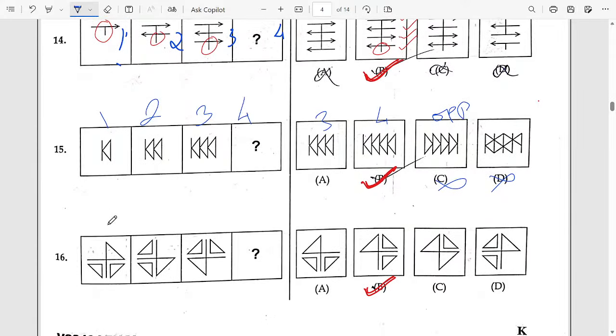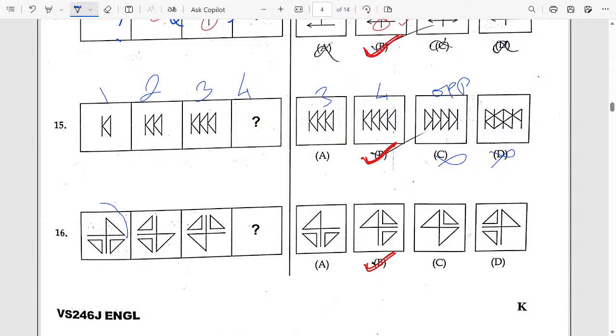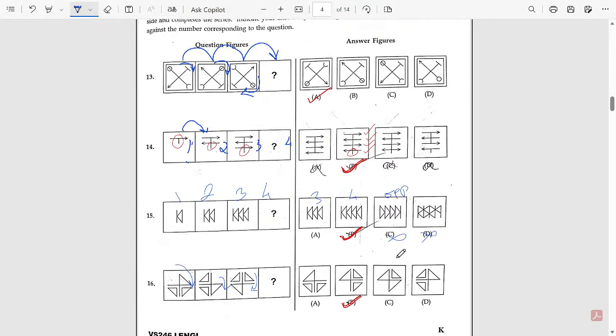Okay, so what is the 16th answer? What is happening here, if you see, this is rotated clockwise, right? So if you do the clockwise rotation, the next answer will be option B. For the 16th, the answer will be B. Yes, so these are the answers for the part 4, that is figure series. Part 4 will always be figure series. Everyone understood? Very easy.